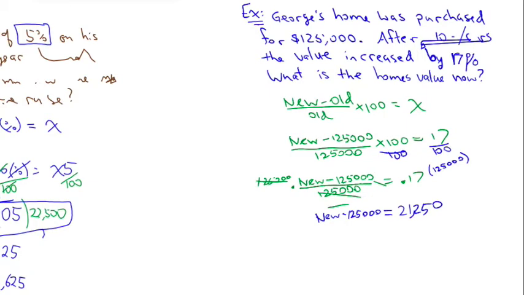Yes, you are. And the last step, of course, is to add the $125,000. So the new value on the house should be in dollars. 146,200.